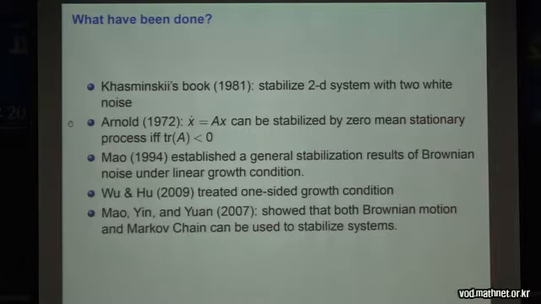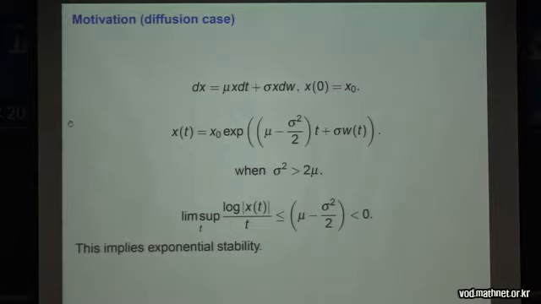Now, let's come back to the diffusion case. So here I have this. If I write down the x_t, the solution, I have that, plus sigma times w. This is actually the geometric Brownian motion. The stock model is like this. So if sigma squared is greater than 2 mu, then this one will be less than zero. Then the whole thing will be stable. This is nothing but what is called the Lyapunov exponent. So what you are getting is that the Lyapunov exponent is actually less than zero. By the way, for a stock market model, this won't happen. If it's stable, nobody will invest in the stock market.